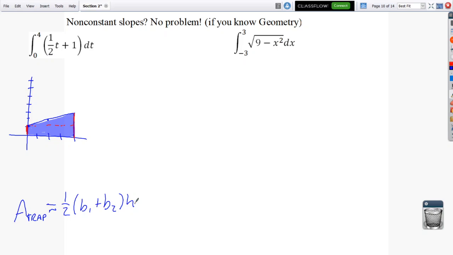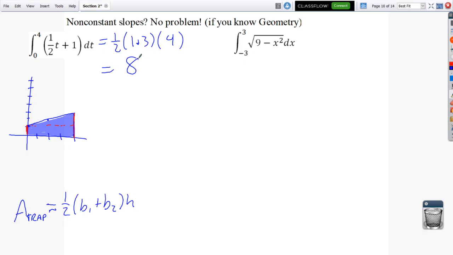Now looking up here, I can see my two bases, the parallel sides, have lengths of 1 and 3. So I'm going to have 1/2 times the quantity of 1 plus 3 times my height. And my height is the non-parallel side, which is 1, 2, 3, 4. 1/2 times 1 plus 3 times 4. I'm going to get a grand total of 4, half 2, 8. The answer there is 8. The integral from 0 to 4 of 1/2 t plus 1 dt is equal to 8.